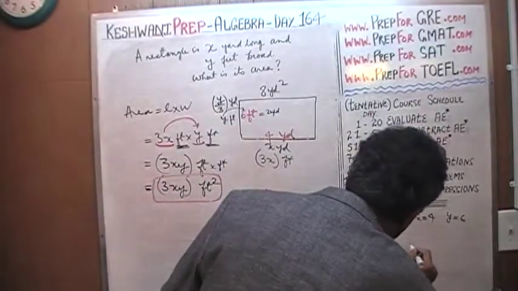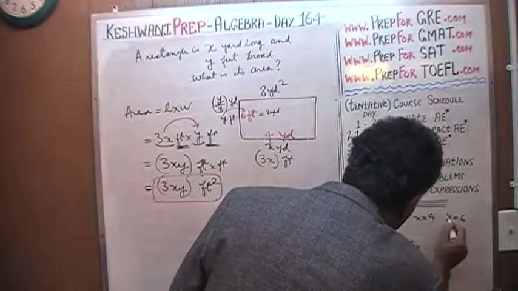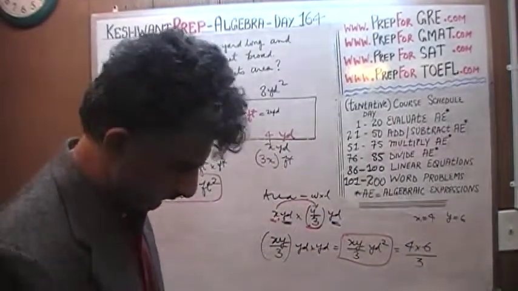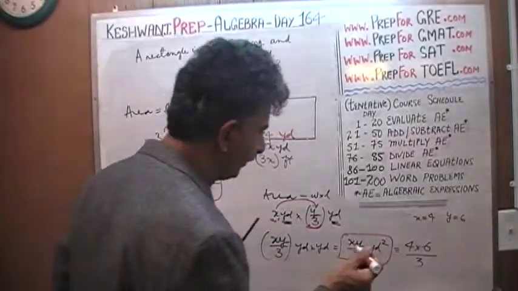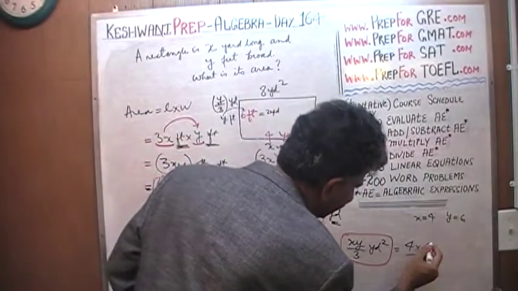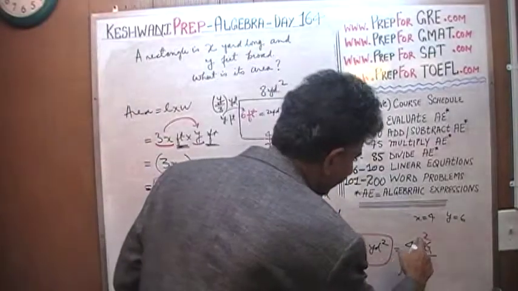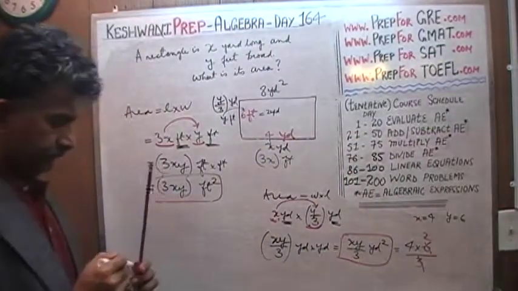X times y, where x is 4 and y is 6 over 3. Let's see what we get. If you divide the top and the bottom by 3, this 6 will become 2 and this 3 will go away. And 4 times 2 gives us our 8 square yards.